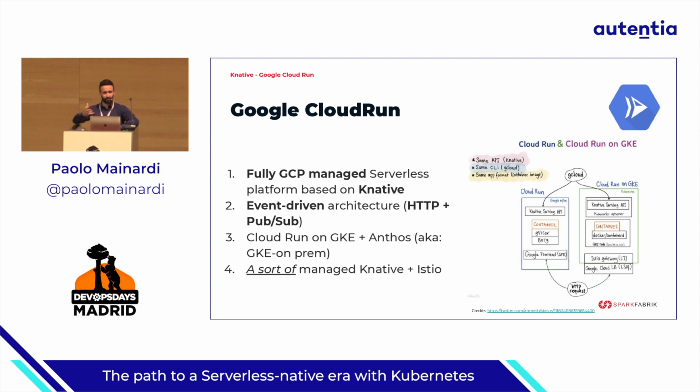You can decide to ask GCP to install Google Cloud Run on your cluster, and basically what you have at the end of the day is Knative plus Istio installed and managed by Google in your cluster.